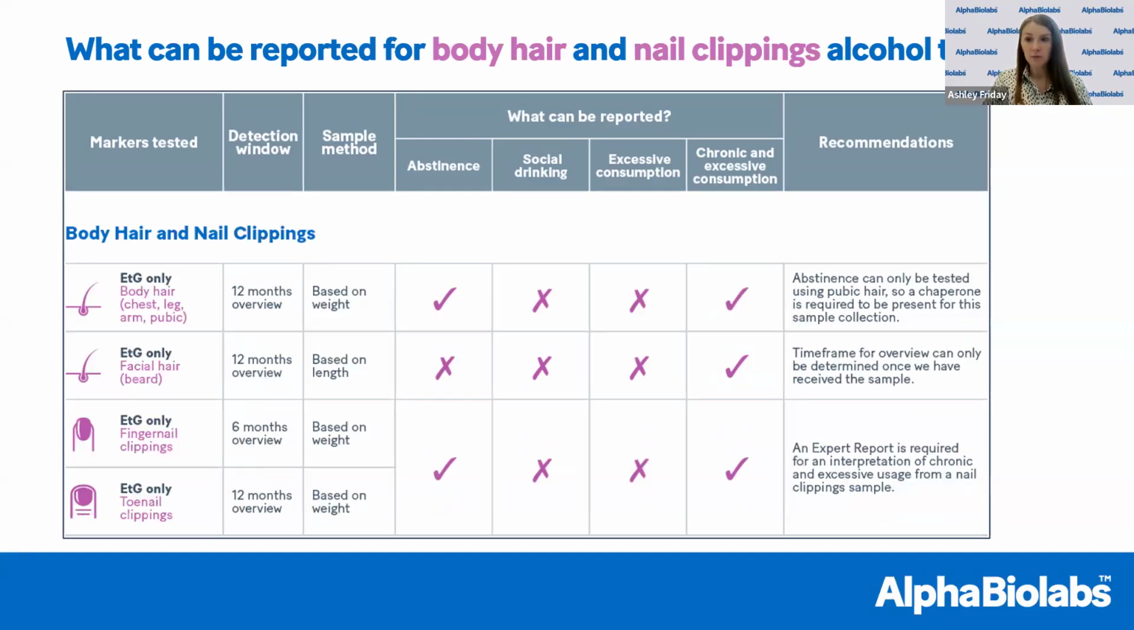If head hair isn't available, we are able to use other samples. So we can test body hair for ETG only, and that would look for abstinence and chronic and excessive consumption. Once again, we'll take what body hair is available with the exception of underarm hair, because we cannot use underarm hair for alcohol analysis. So again, something to bear in mind when finding out if your client has a sufficient sample. We can use beard hair.